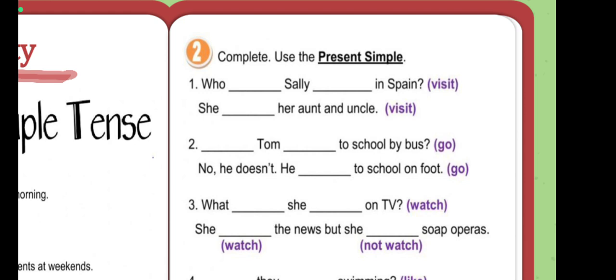Who does Sally visit in Spain? Who does Sally visit in Spain? She visits her aunt and uncle. And does Tom go to school by bus? No, he doesn't. He goes to school on foot.